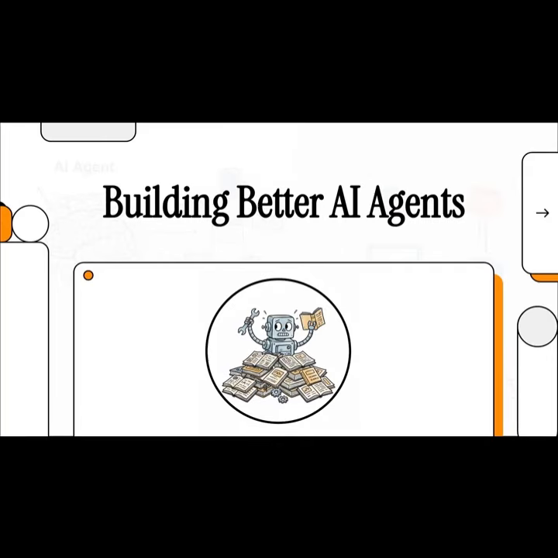Welcome to The Explainer. Today, we're going to break down how a pretty simple idea from old-school software engineering is totally changing the game for AI agents, making them way smarter, faster, and just a whole lot more efficient.